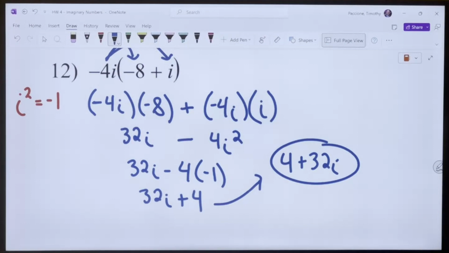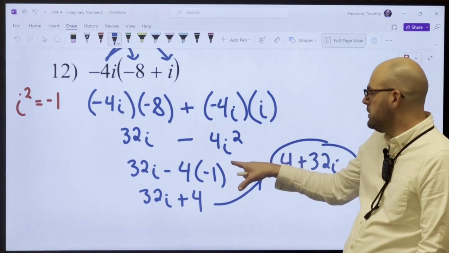All right? Wait, I thought. Okay, no, wait. Oh, I switched it. I put 4i on 32. Sorry. Why wouldn't it be squared at the end? Why wouldn't this be squared?